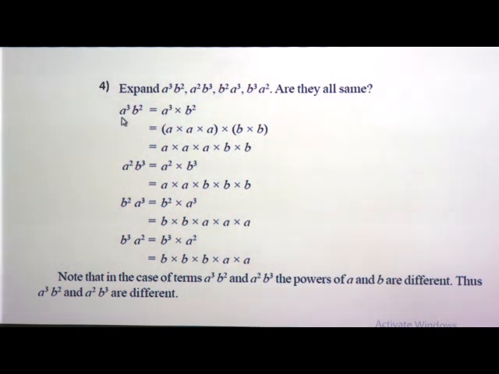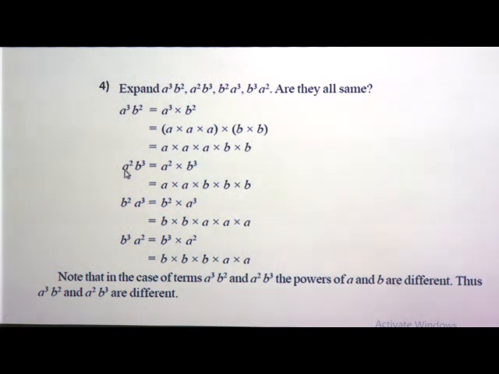First, we consider the first term as a to the power 3, or a raised to 3, and b raised to 2. How will we write this? A cube as a multiplied by a multiplied by a, and b square as b multiplied by b. This is what we did: we just wrote it in expanded form, which is the simplest form.